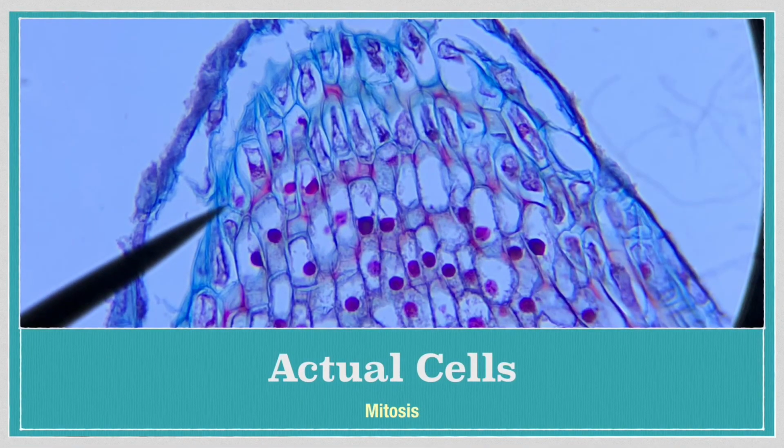Now let's have a look at these garlic and onion root cells going through mitosis so you can see what it looks like in an actual cell.